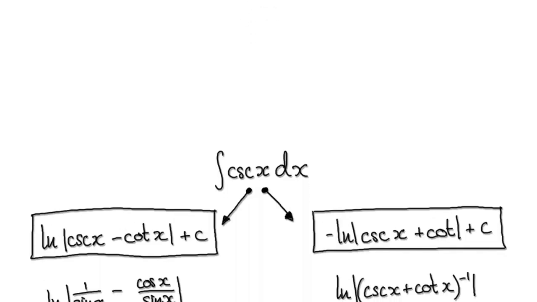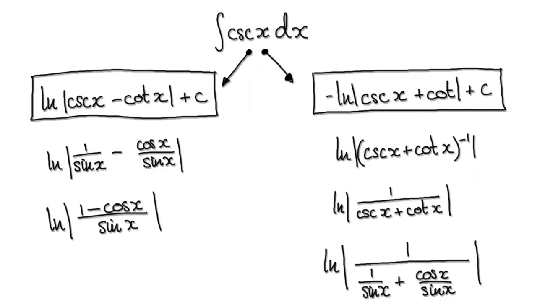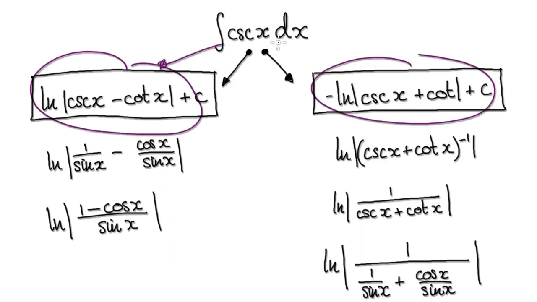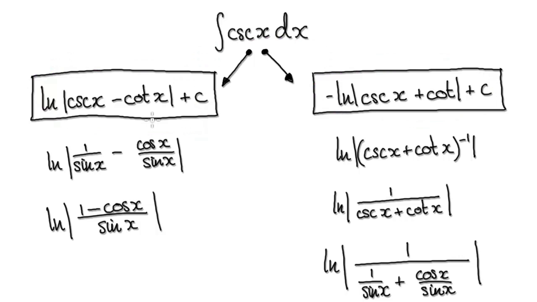When you integrate cosecant of x, you can either use this or you can use this. They are actually the same. So in this video, we're going to try and see why they're the same. And if you're trying to understand cosecant, whenever you have a mixture of these complicated things, break them up into their simplest blocks, and then you can try and understand.